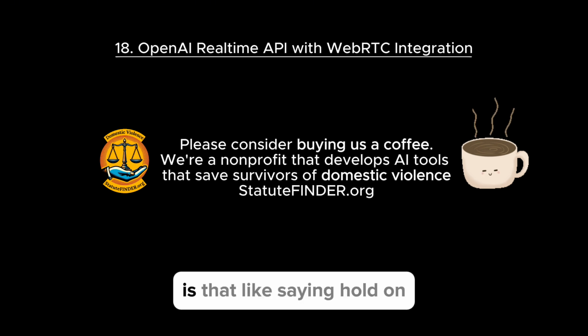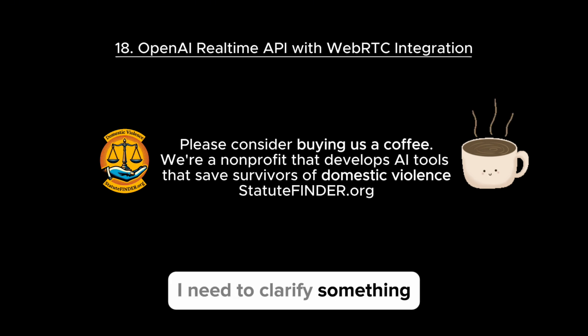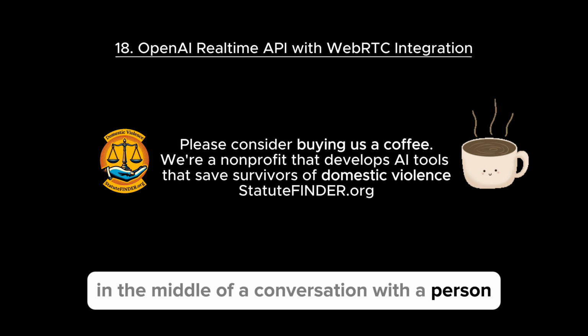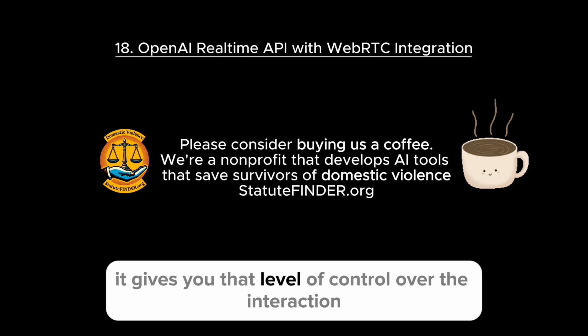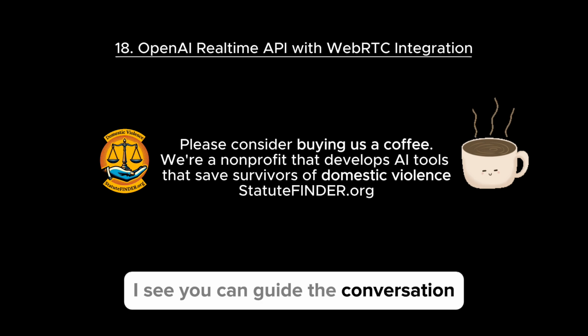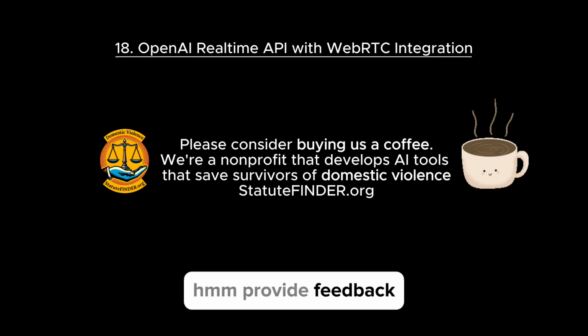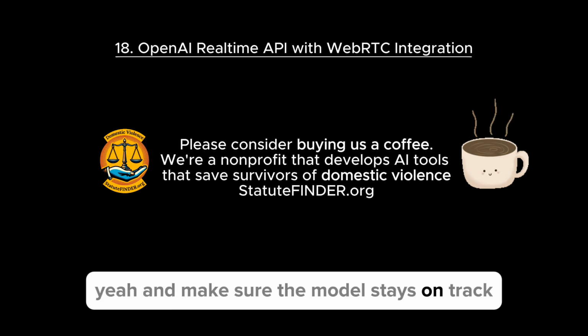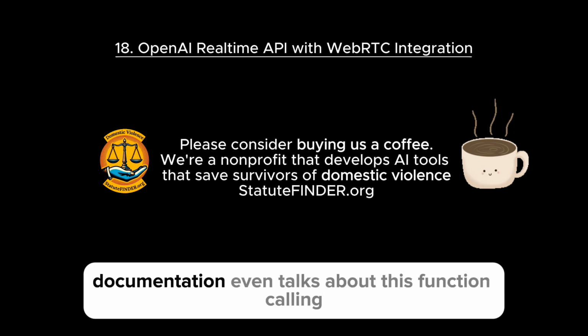Hold on, interrupt the model? Is that like saying, hold on, I need to clarify something in the middle of a conversation with a person? Exactly. It gives you that level of control over the interaction. I see. You can guide the conversation, provide feedback, and make sure the model stays on track. And the documentation even talks about this function calling feature.